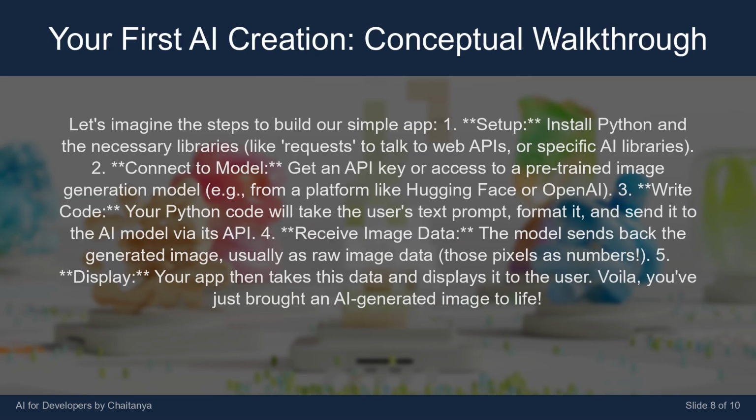3. Write code. Your Python code will take the user's text prompt, format it, and send it to the AI model via its API. 4. Receive image data. The model sends back the generated image, usually as raw image data, those pixels as numbers. 5. Display. Your app then takes this data and displays it to the user. Voila! You've just brought an AI-generated image to life.